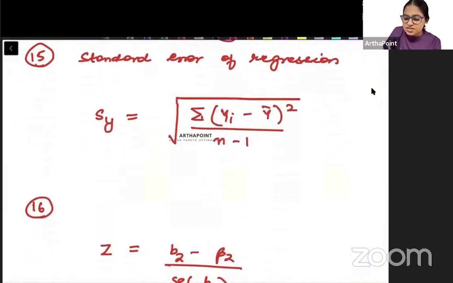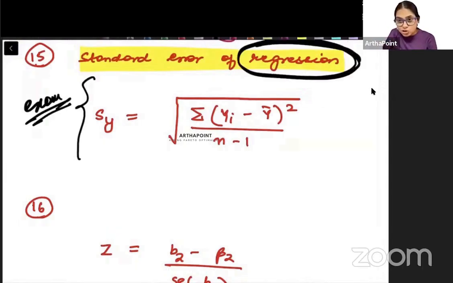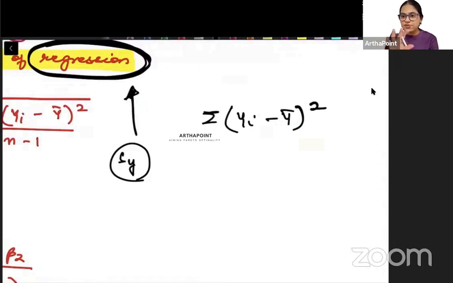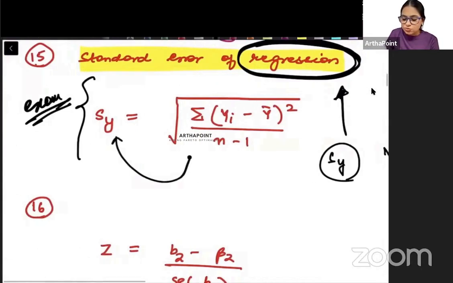Okay. This is the standard error of regression. Yes, it is asked sometimes in exam. This is important. It is not the standard error of B1 or B2. It is the standard error of regression. The standard error of regression is also called the standard error of Y. तो इसमें हम क्या करेंगे? Summation yi minus y bar whole square. That means you are deviating all values of y from its mean, उसको square कर रहे हो, divided by n minus 1. Denominator में हमेशा n minus 1 रहेगा under root. So when you find this value, this is called the standard error of regression.